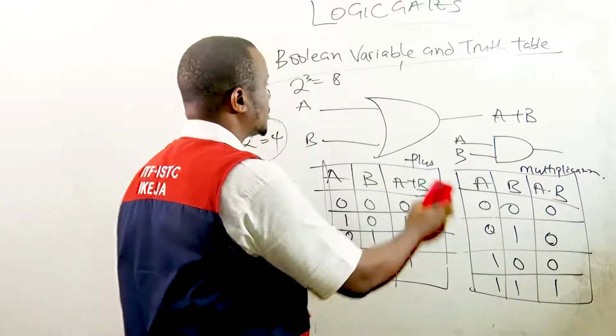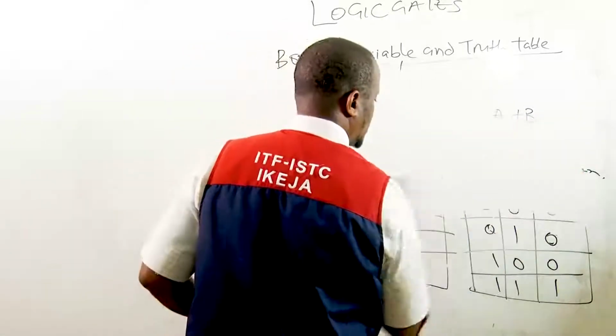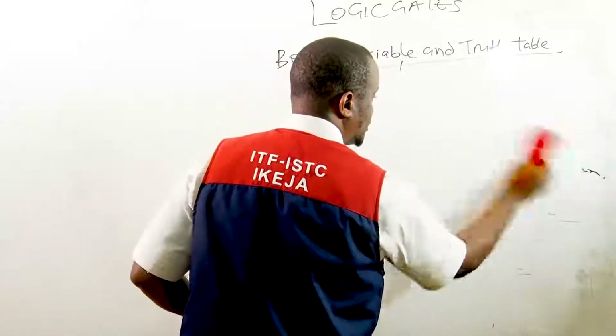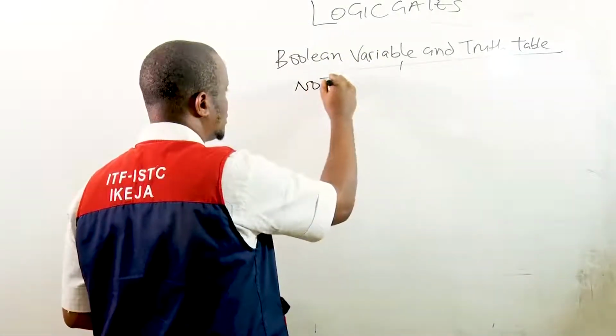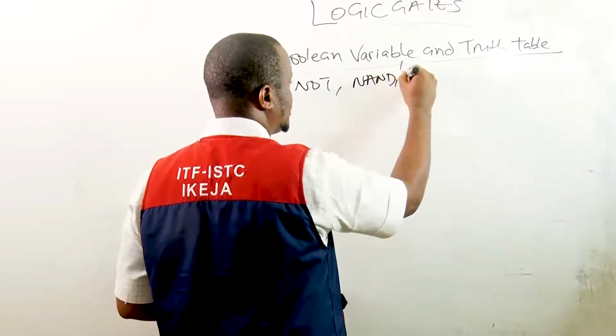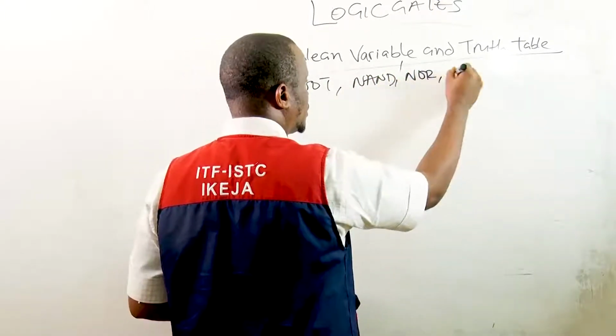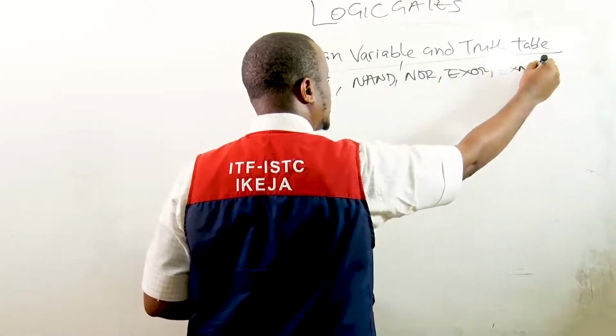The next gates we are going to be looking at: we have seen the OR and the AND. We look at the NOT. We look at the NAND. These are the remaining ones: the NOR, the XOR, and the XNOR.